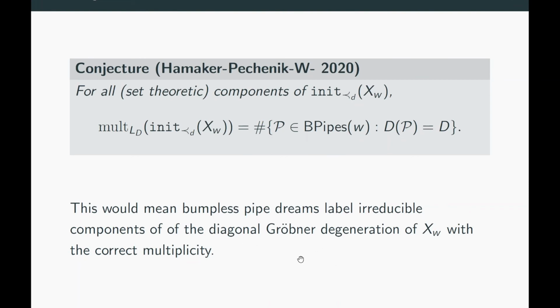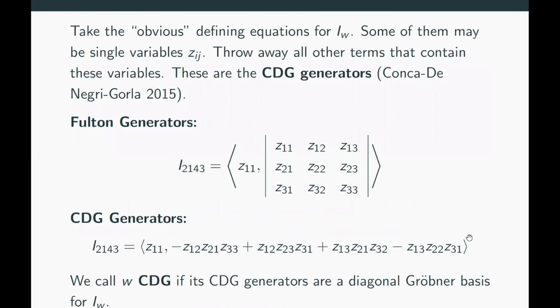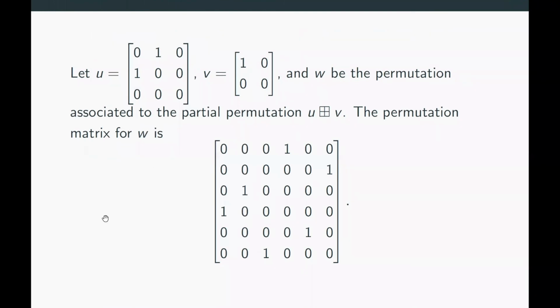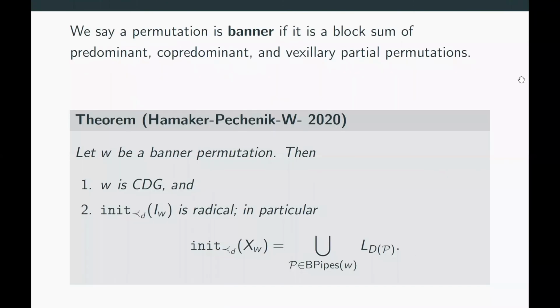And so we have some partial results in this direction. We define a different generating set and show that sometimes these generators are Gröbner for special classes of permutations. And then we're able to build up through block sums of understood permutations where the conjecture holds to come up with a class of permutations where we know the conjecture works. But outside of this class of permutations, it's very open. Is the diagonal Gröbner geometry really described by bumpless pipe dreams? I think it is, but there's a lot more work to do.